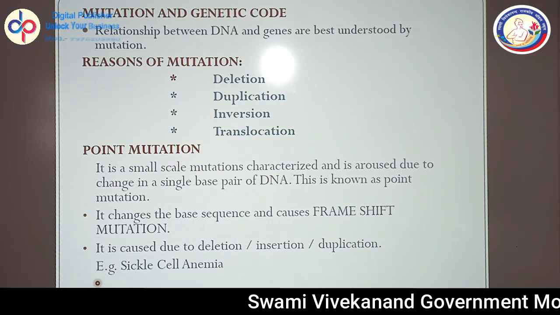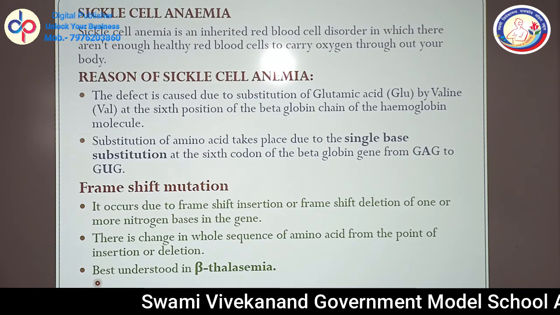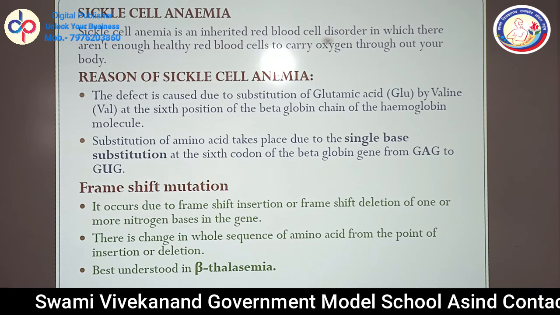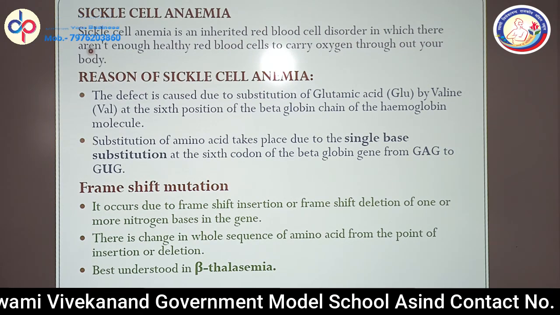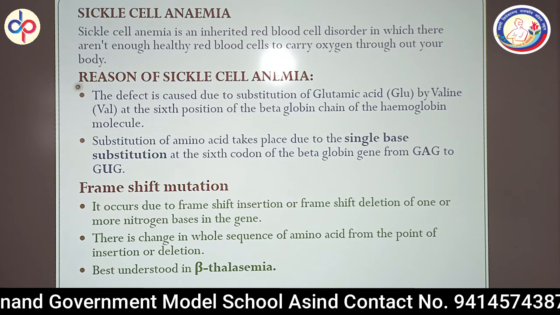You can see an example of point mutation is sickle cell anemia. What is sickle cell anemia? Sickle cell anemia is an inherited red blood cell disorder in which there aren't enough healthy red blood cells to carry oxygen throughout your body.